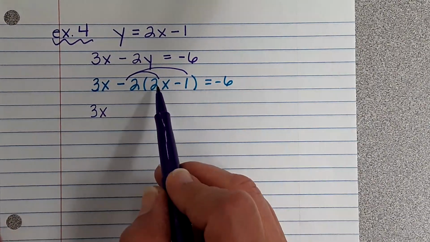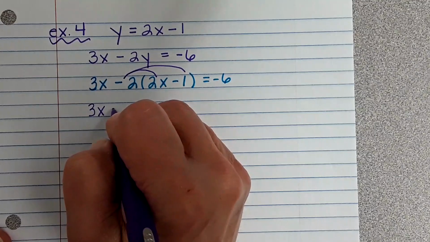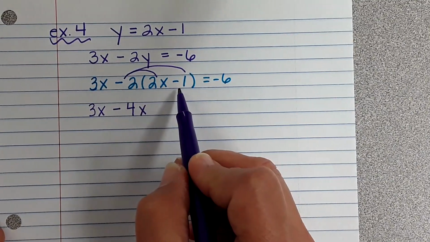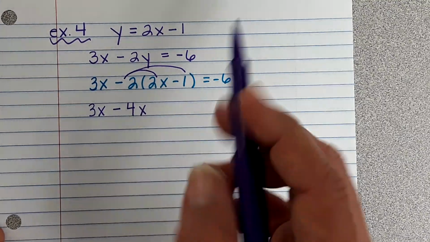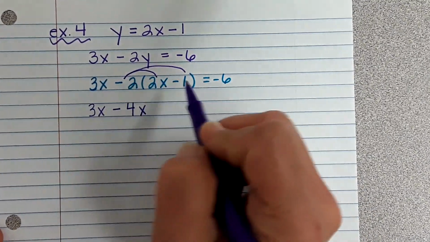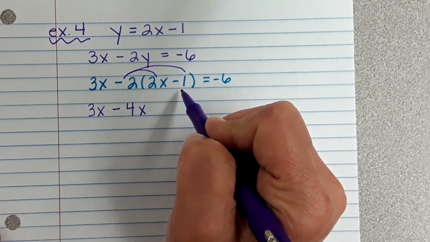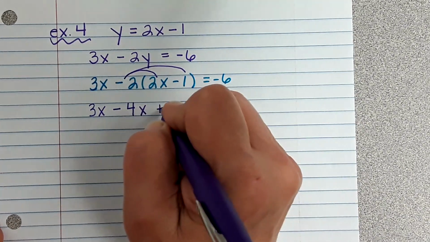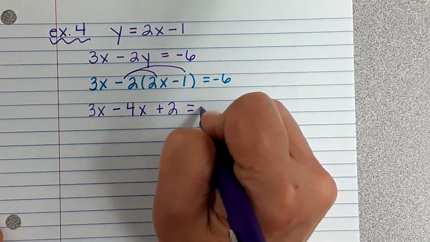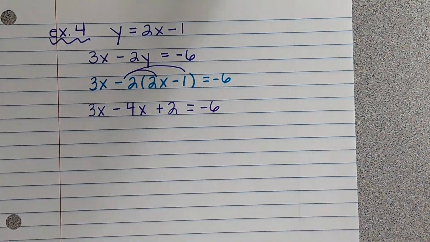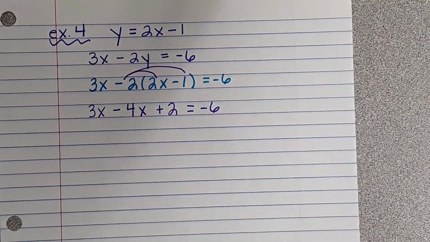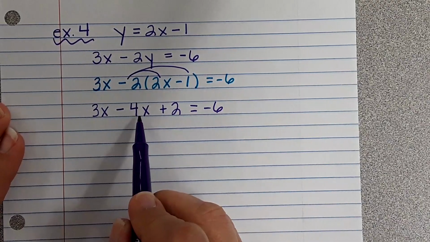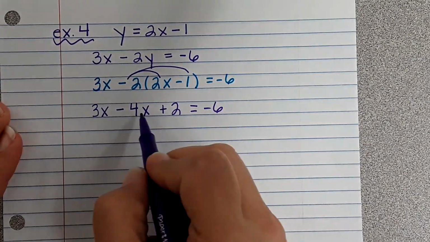So what's negative 2 times 2x? Negative 4x. What's negative 2 times negative 1? A negative times a negative is a positive. Okay, now we're going to combine like terms. What is 3x minus 4x?